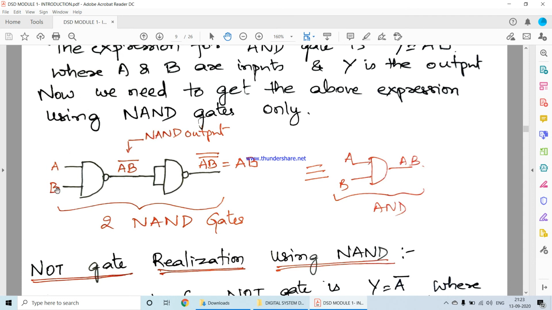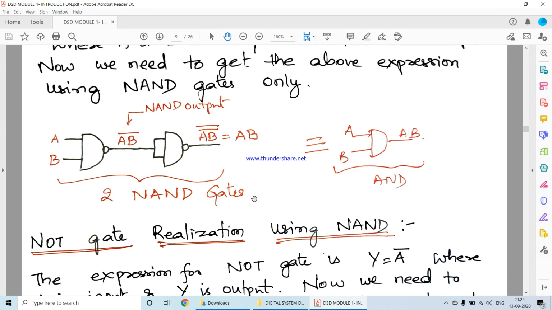Therefore you take A and B through a NAND gate where I get AB bar, and you give that to the NOT-equivalent NAND gate, and that will give me AB. So this is how we use NAND gates to realize the AND gate. We need two NAND gates to realize the AND gate output A and B. See this, AB bar, the whole bar, gets cancelled, so you get AB.